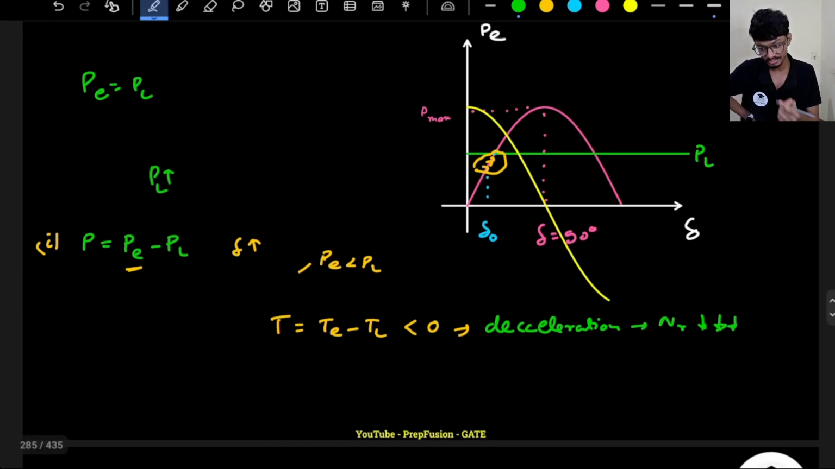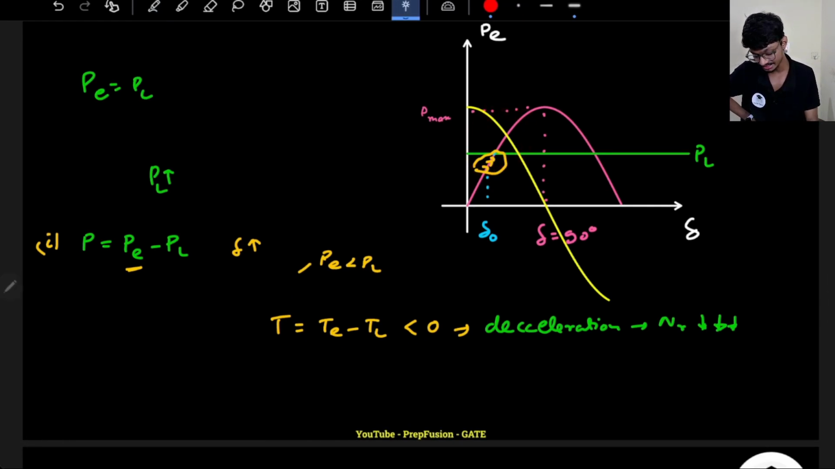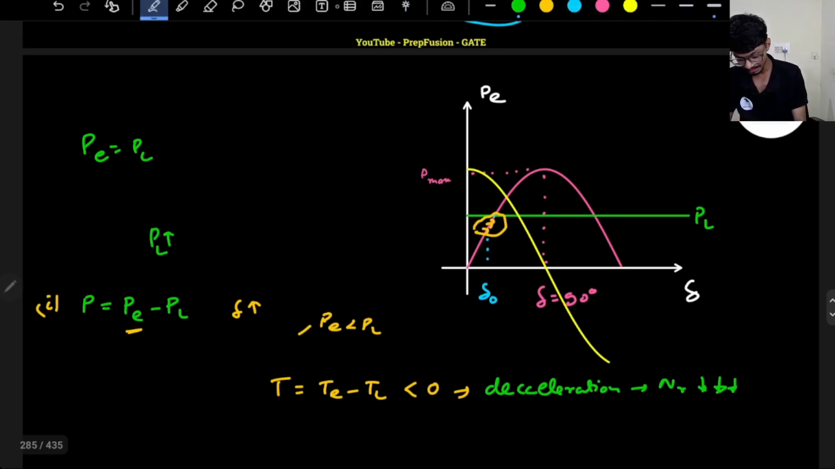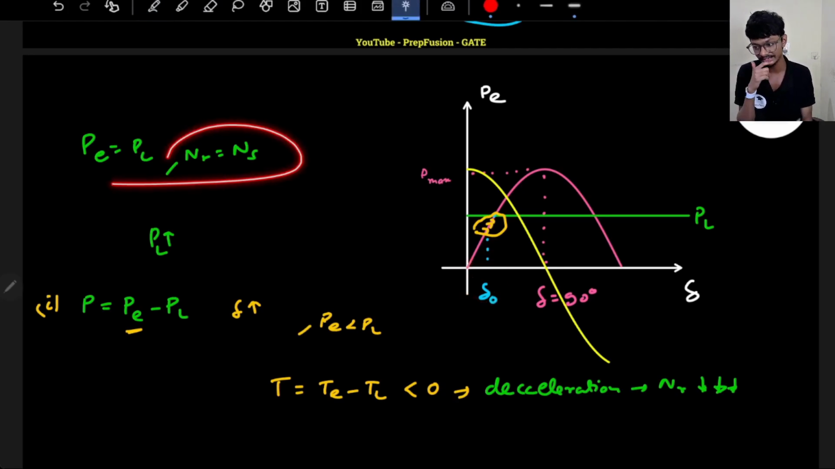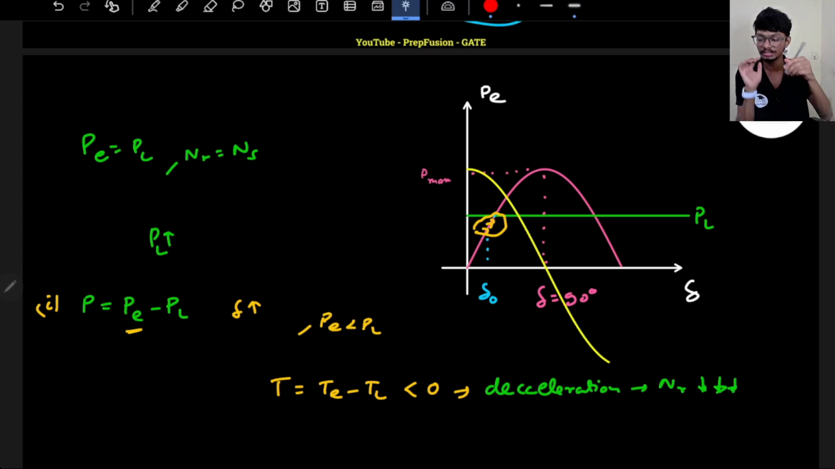So it is still not getting equal to NS, because at steady state two things need to happen. At steady state my PE must be equal to PL and my NR must be equal to NS, so that I get a constant torque angle. Otherwise this delta angle will keep on changing, if NR and NS are not rotating with the same speed.